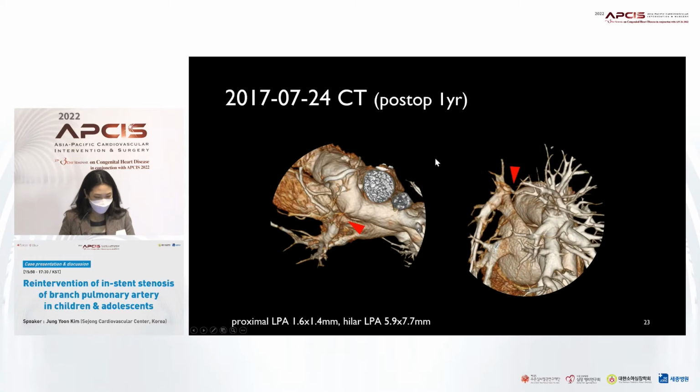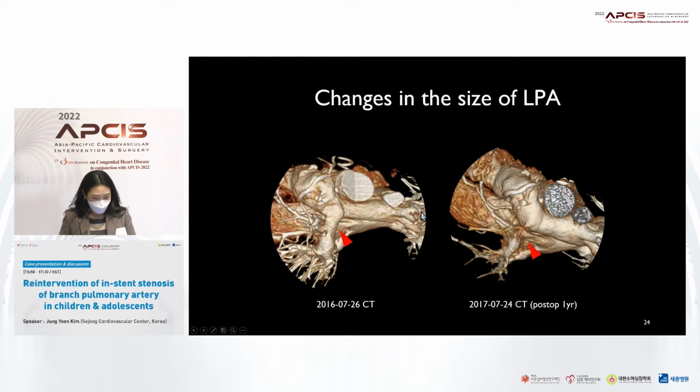However, the one-year post-op follow-up CT scan showed a markedly decreased proximal LPA, like a pinpoint, only 1.6 millimeters. A significant change in LPA size can be seen on the CT performed immediately after surgery and at the one-year follow-up. It's a remarkable change.